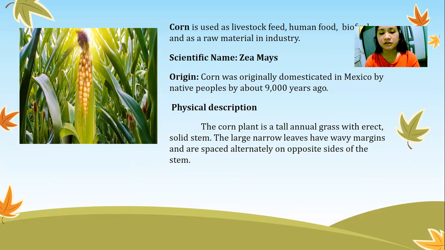Corn physical description. The corn plant is a tall annual grass with an erect, solid stem. The large, narrow leaves have wavy margins and are spaced alternately on opposite sides of the stem.